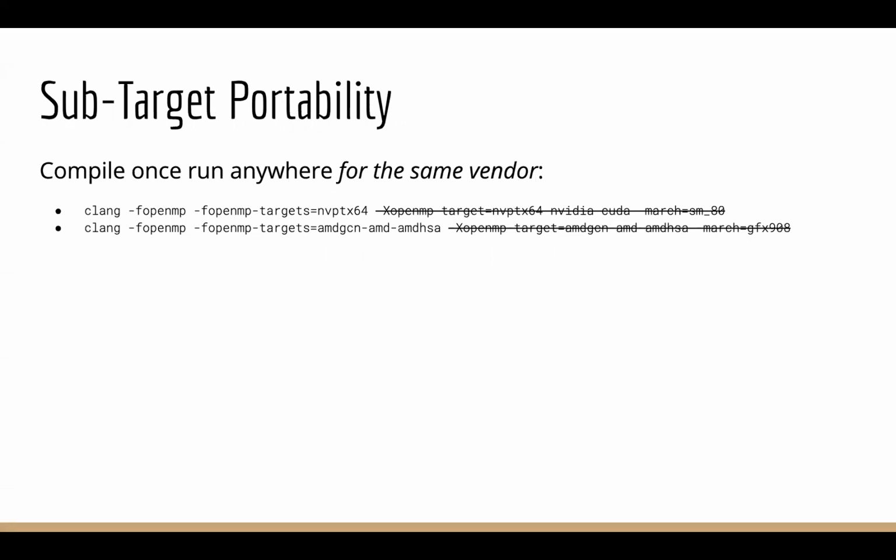Another benefit of using JIT is sub-target portability. Now we can compile once and run anywhere for the same vendor, because currently we only support same-vendor sub-target portability. So now we don't have to specify the compute capability for NVIDIA GPUs or the GFX version for AMD GPUs.